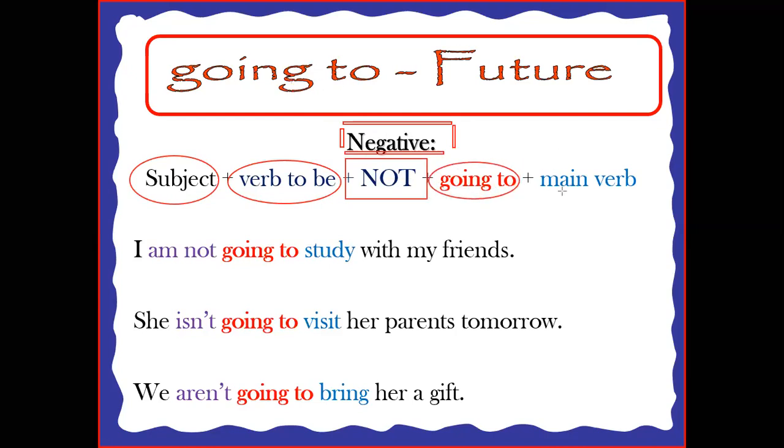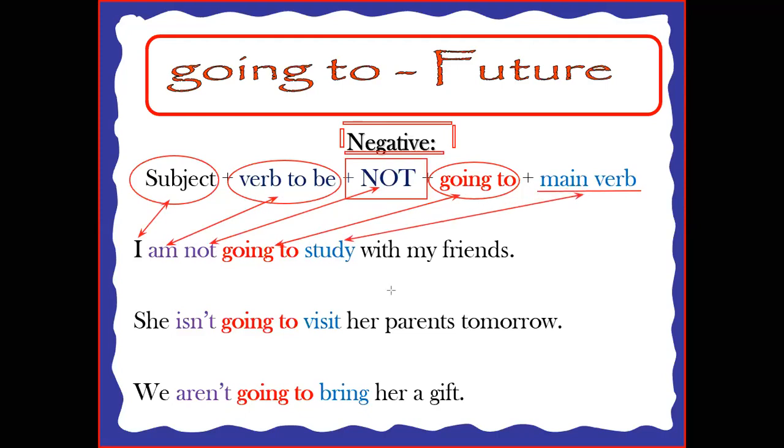Then going to, and then the main verb, that is in this case many different verbs and your complements. Number one, I am not going to study with my friends. In this case, you have this subject, the verb be, not going to, and my verb. And continue. Now remember here, she isn't going to visit her parents tomorrow.